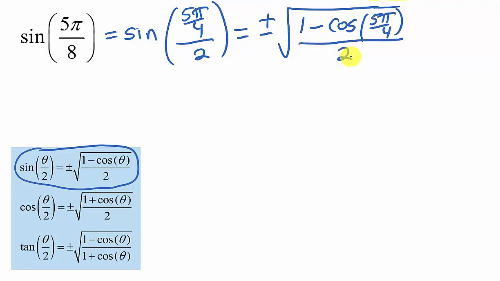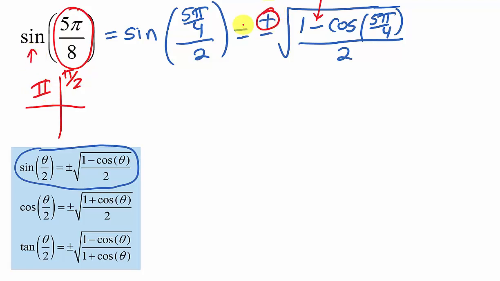Now remember, when you're using half angle, the sine and the cosine formulas are identical, except the sine is minus. So I have to make sure I've got minus right here. Now I can just go ahead and first of all figure out whether I want the plus or the minus. So I think of where 5 pi eighths is, and 4 pi eighths is pi over 2, so I'm going to be in quadrant 2, and in quadrant 2 the sine function is positive, so I want the positive one.